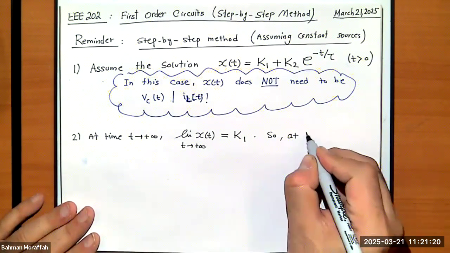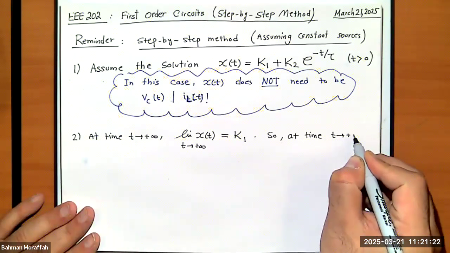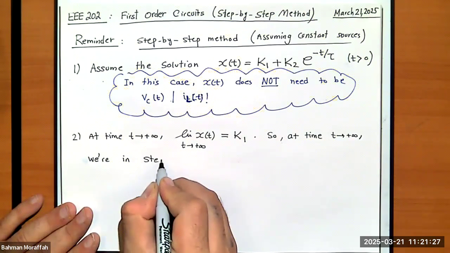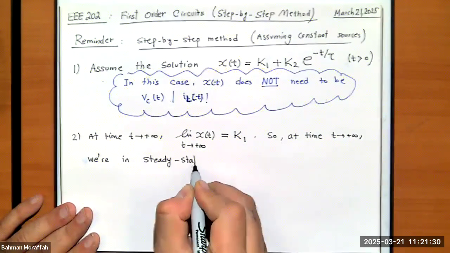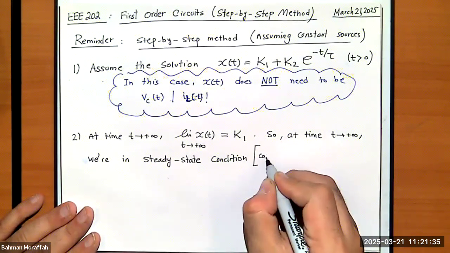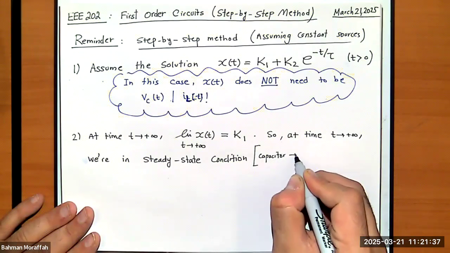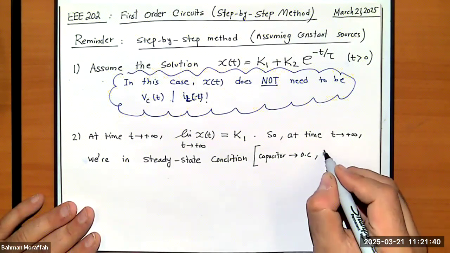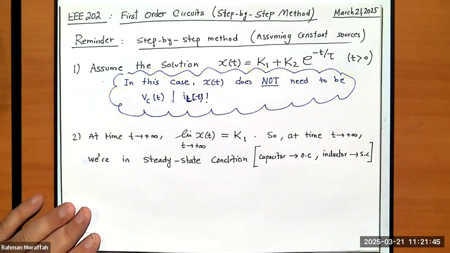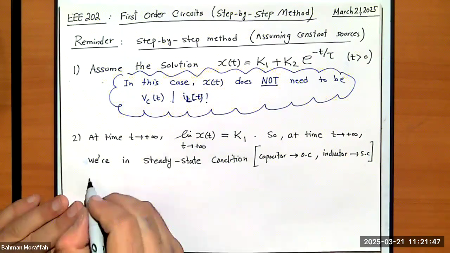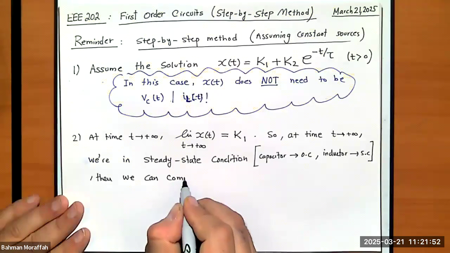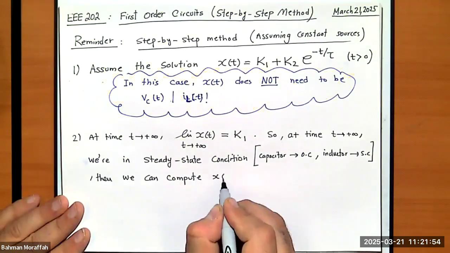So at time t going to infinity, we are in a steady state condition, which means if I have a capacitor, I have to replace it by an open circuit, or if I have an inductor, I have to replace it by a short circuit. And then we can compute x at time infinity.